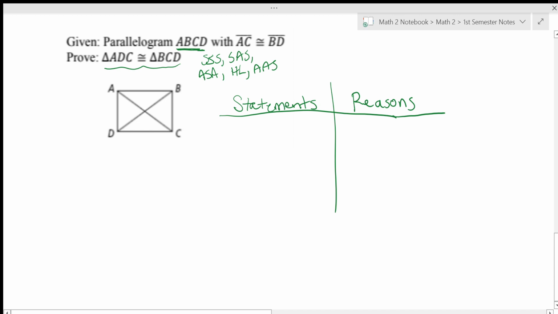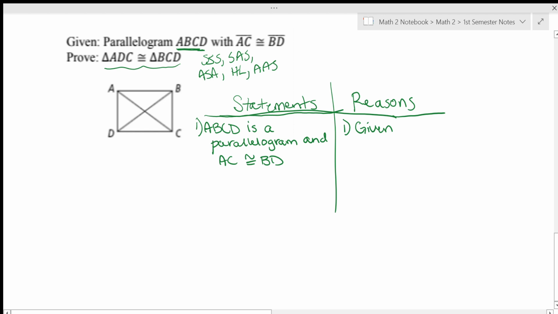And then we are always going to start with our given. Okay, so 1 given, and I'm going to write out all of the information that is given to me in that statement, you guys. So I'm going to put ABCD is a parallelogram, and AC is congruent to BD. Okay, so that is our first piece of congruency.